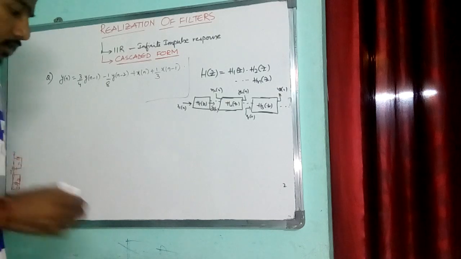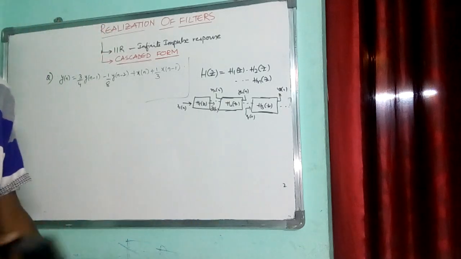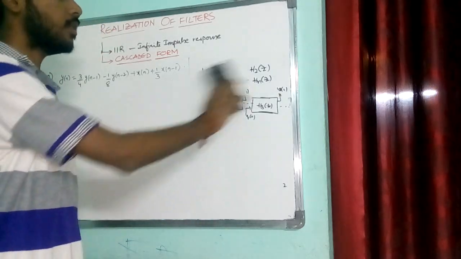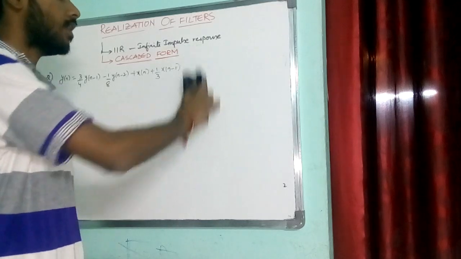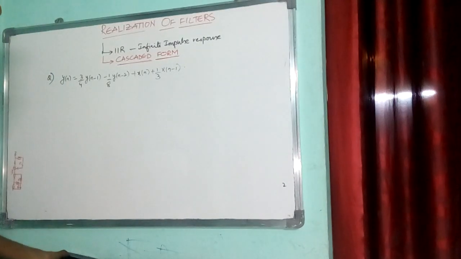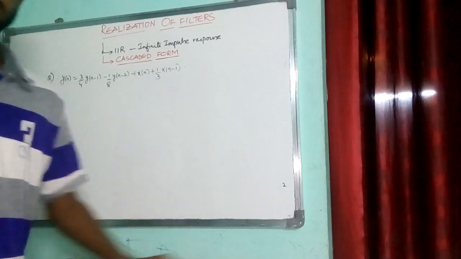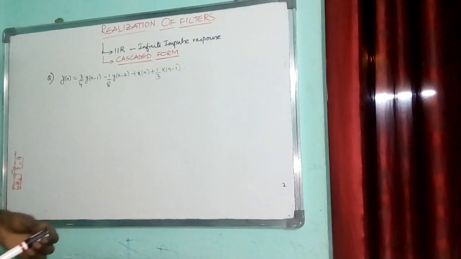In this method we use direct form 2 for realization. That means we use a smaller number of delays rather than a larger number of delays. First, we'll see this with an example.